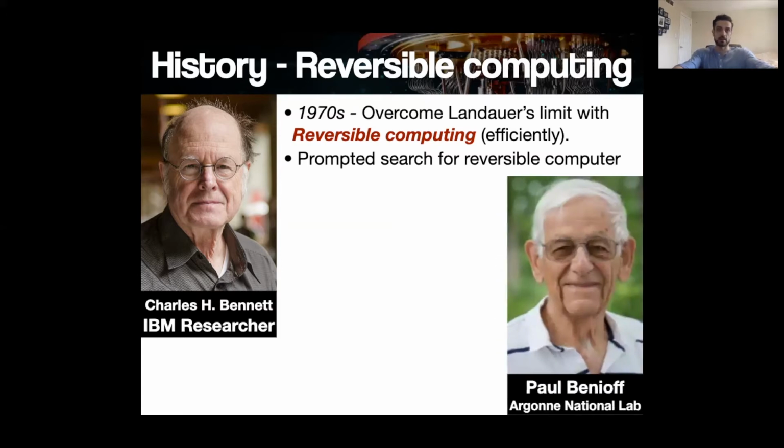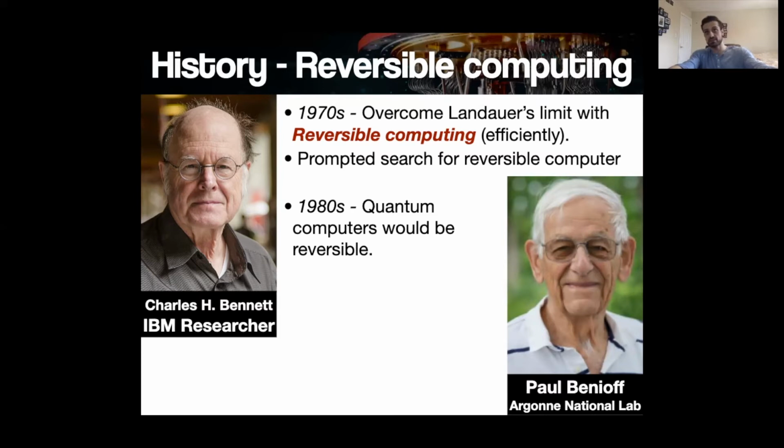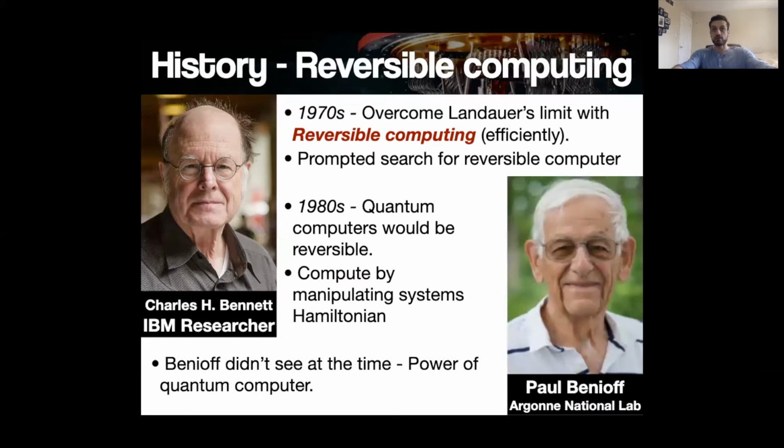Well, Paul Benioff comes and he proposes that quantum computers would be reversible. The actions on quantum systems are unitary, they're reversible. So if we use a quantum system for computation, we can overcome Landauer's limit. Just to be more clear, the way the computations work is by manipulating the system's Hamiltonian, a term that I now assume you're familiar with. But what he didn't realize at the time was the power of quantum computing.